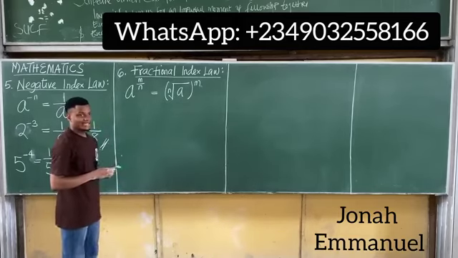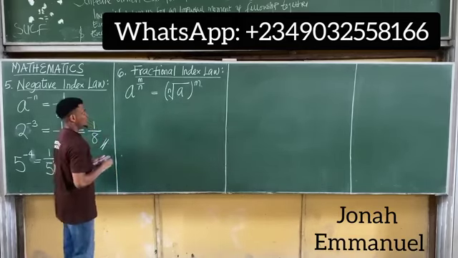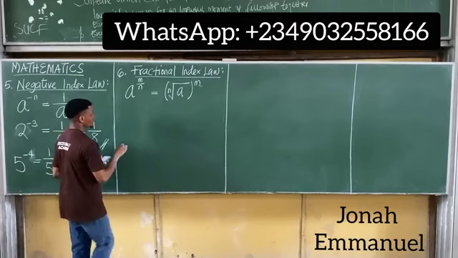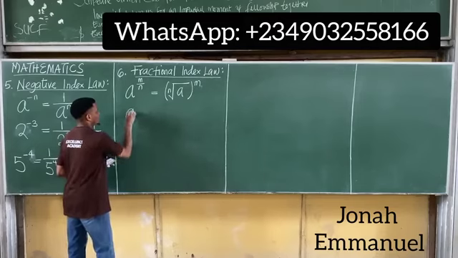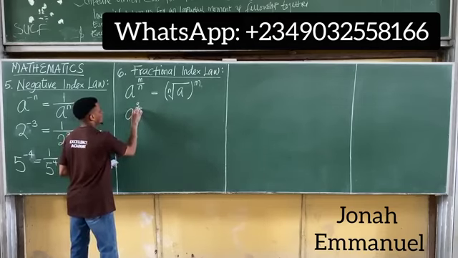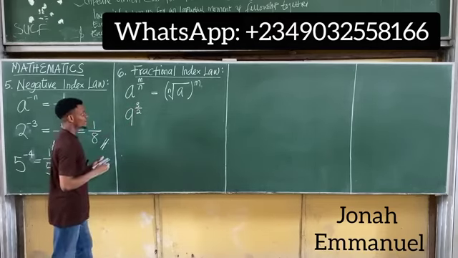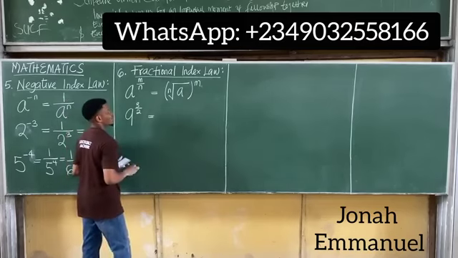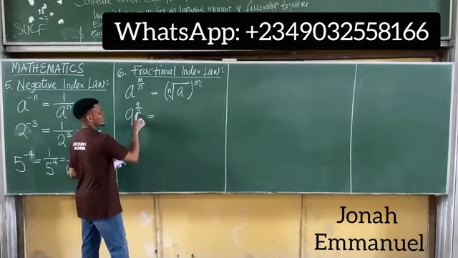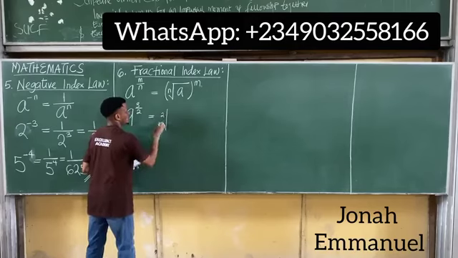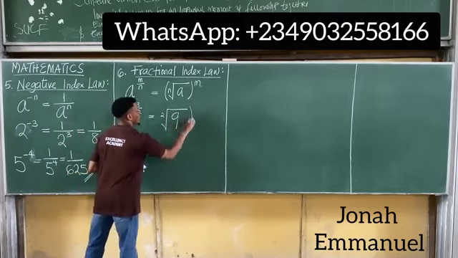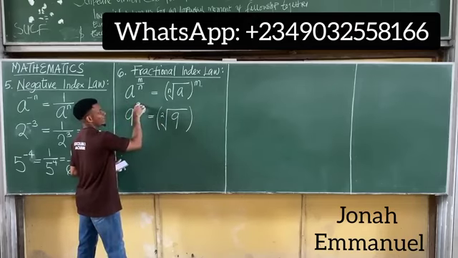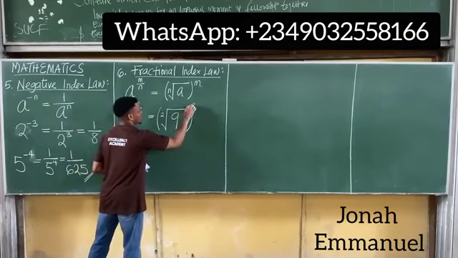I'll take an example and we do this. Let's say something basic. Let's say I have something like 9 raised to the power 3 all over 2, for instance. How do you solve this? This will be equal to, we said it's called the nth root, so it becomes the second root of the base, which in this case is 9, all to power the upper one, which in this case is 3.